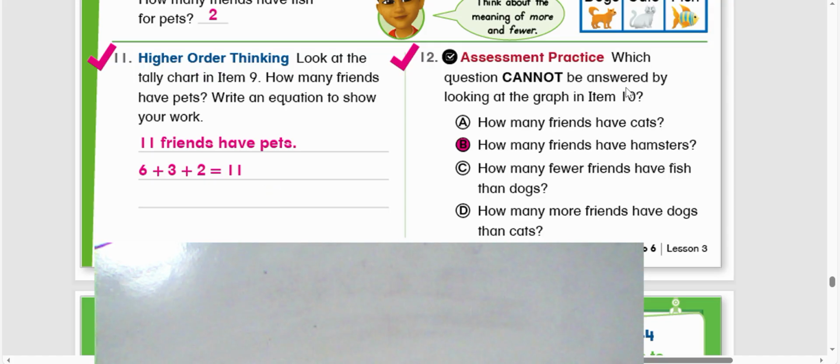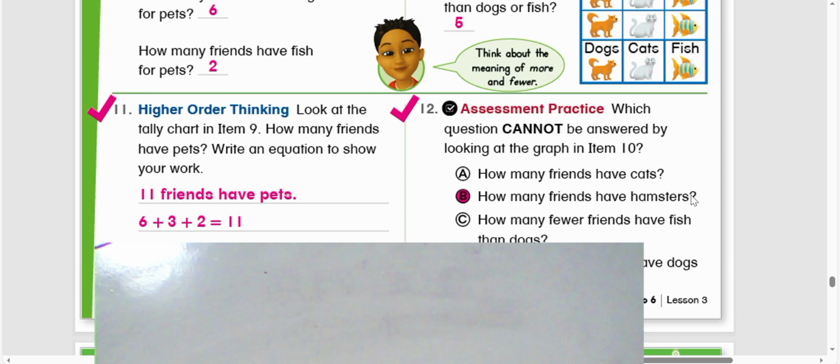Which question can't be answered by looking at item 10? How many friends have hamsters? We have hamsters here in this question.